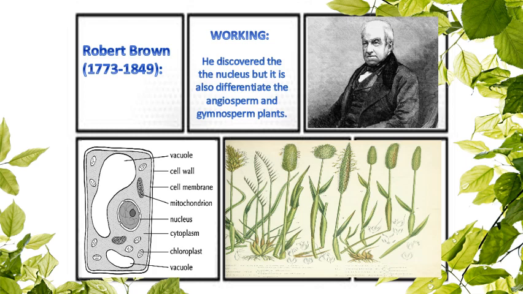The next one is Robert Brown. To prevent this from being a heavily loaded presentation, I simply give very little detail of all these scientists in the history section of the classification system. So the next one is Robert Brown. He discovered the nucleus, and he also differentiated the angiosperm and gymnosperm plants.